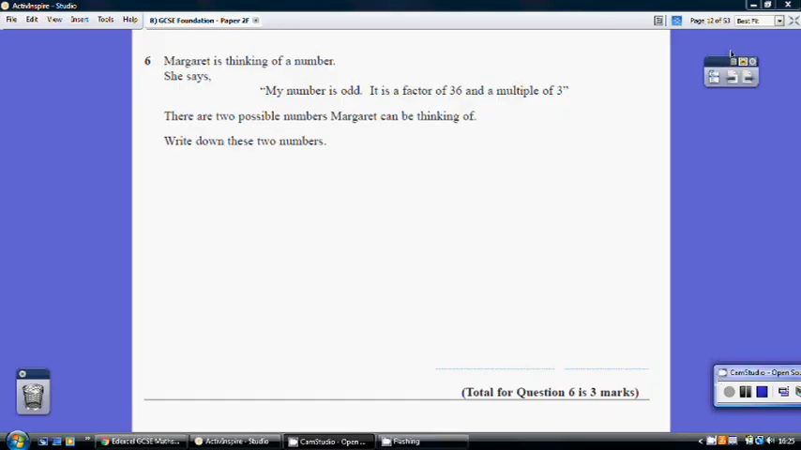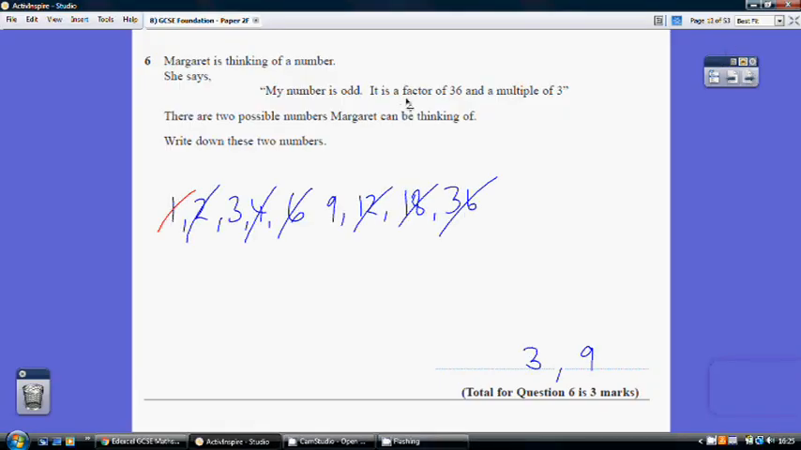Question 6. Well, we're told that Margaret's numbers are a factor of 36. So just write down all the factors of 36 first of all. So what are all the small numbers that can multiply by another small number to make 36? So 1 times 36, 2 times 18, 3 times 12, 4 times 9, and 6 times 6.